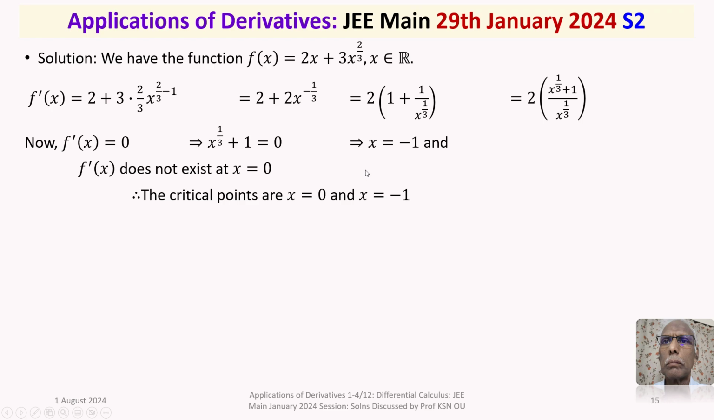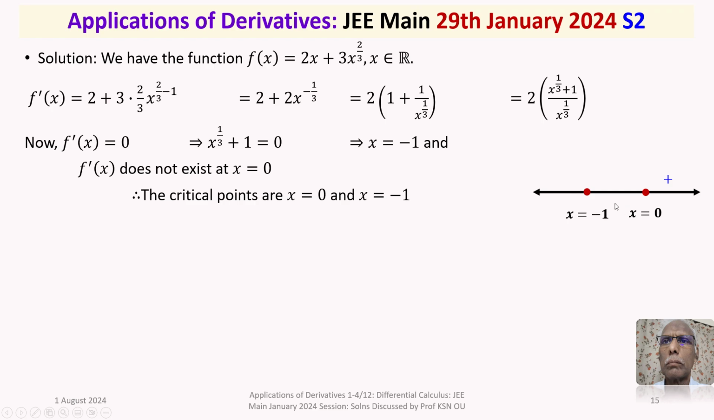Now we have to discuss the local maxima and local minima of the given function. For that, we take the real number line. On the real number line, this is the point x is equal to minus 1. This is the point x is equal to 0. Now for any x greater than 0, the denominator x^(1/3) is positive. x^(1/3) + 1 is positive for any x greater than 0. Therefore, f prime x will be positive.